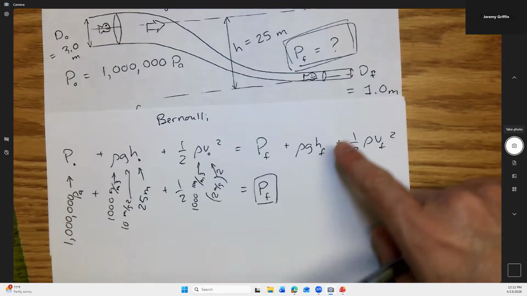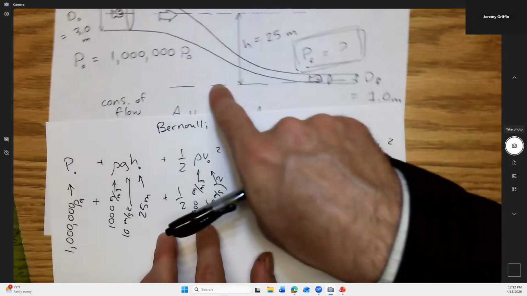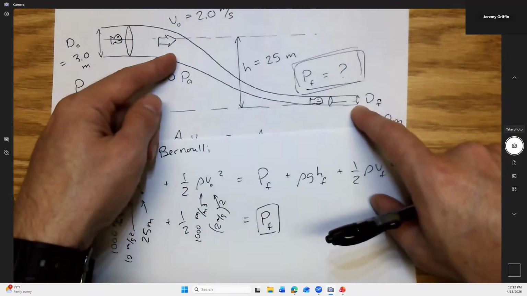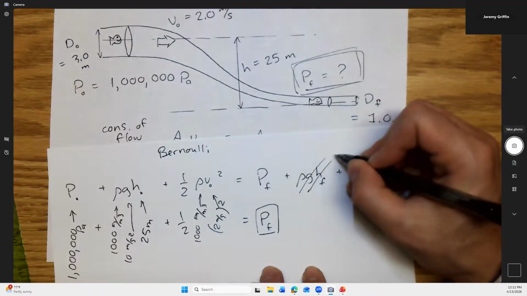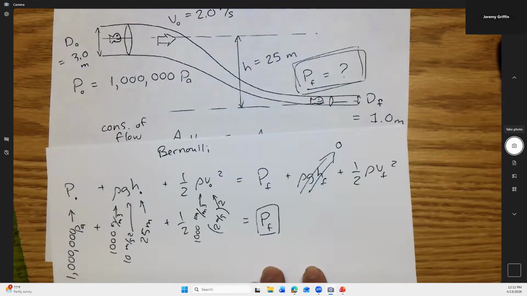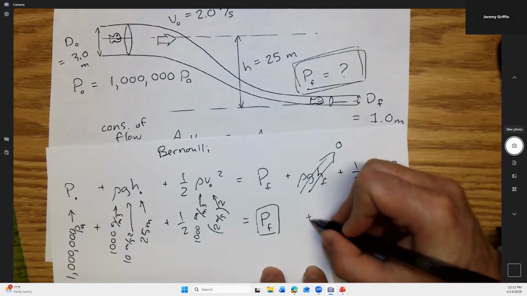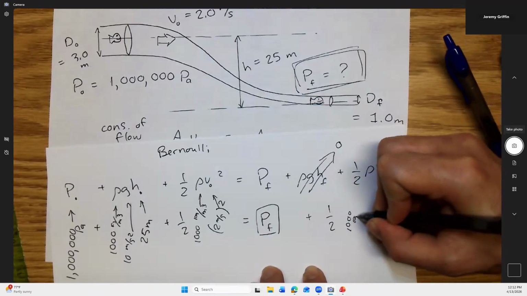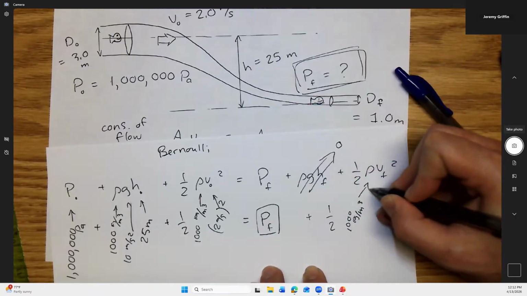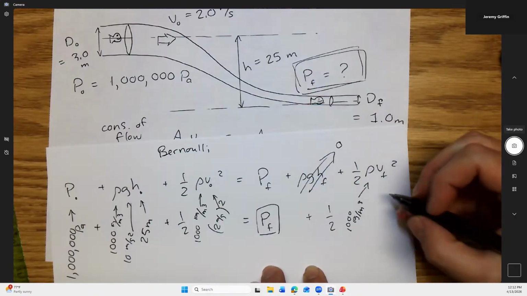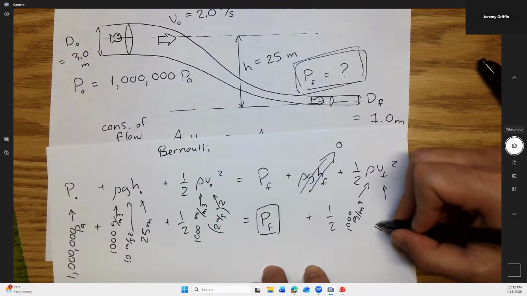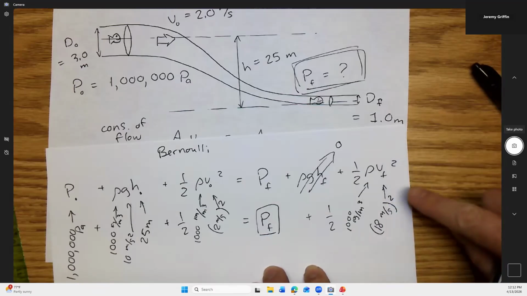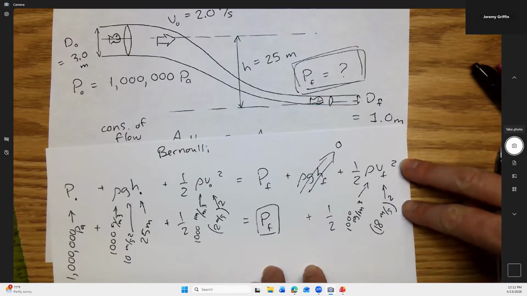Oh, hey guys, what's the height at the lowest point? 0. Like if up here I was calling it 25 meters up, this has to be 0. This bit just goes away. That's just 0. Throw that one out. Got 1,000 kilogram per cubic meter on this side for water. And we just found out from conservation of flow, we're at 18 meters per second. Still don't forget to square that. It's 18 squared.